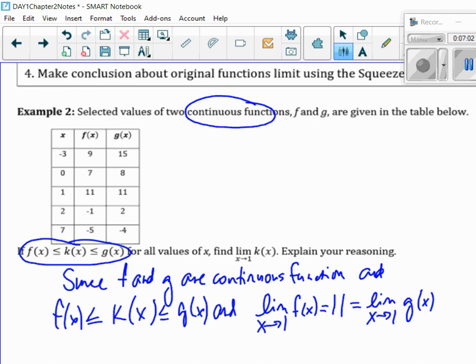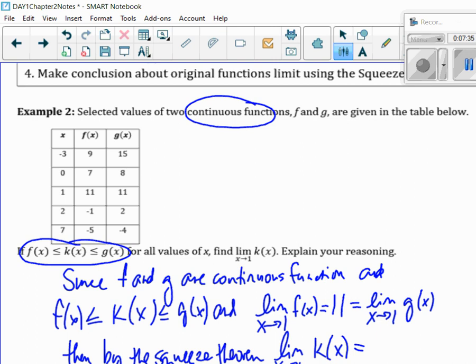So again, I state the two conditions. I state the equality of the two limits, then by the squeeze theorem. So let me see if my grammar is good. Since that and that are continuous, and that, then by the squeeze theorem. Again, you don't have to actually state the squeeze theorem for full marks, but it's probably better, just for your own sake. By the squeeze theorem, the limit as x goes to 1 of k of x equals 11. So it's a pretty easy concept. It's just that you have to know what you have to say to get full marks.